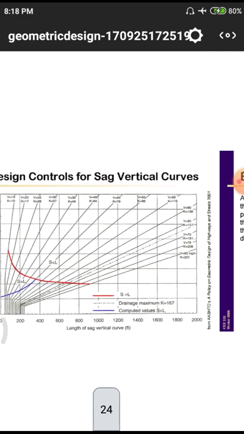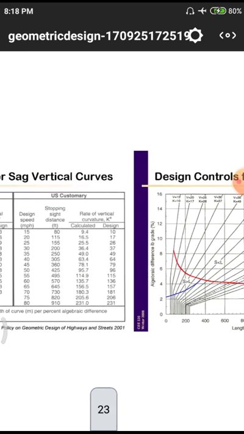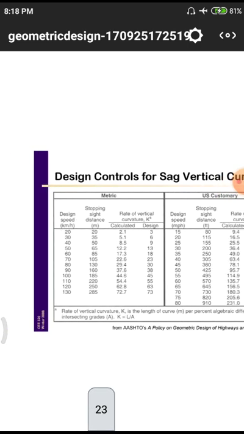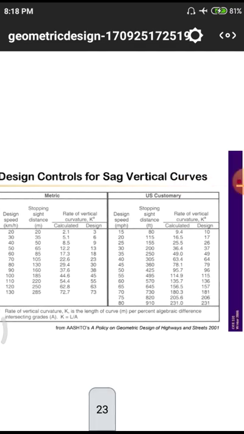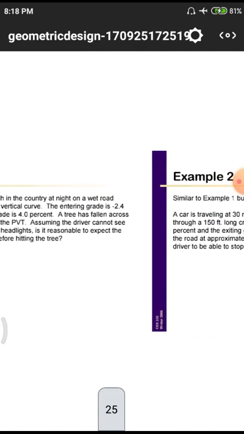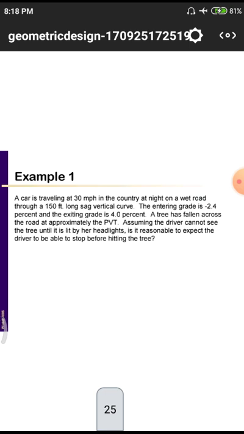First of all, in this particular example, they have given a car traveling at 30 miles per hour. That means we have to take this US customary. That means the design speed in terms of miles per hour. If the design speed is in terms of kmph, you have to take the primary metric system. If the design speed is in miles, you have to take this US customary. Okay, in the previous one, whether it is hogging or sagging, you have to take down those.